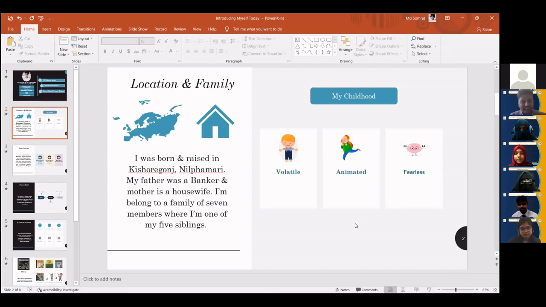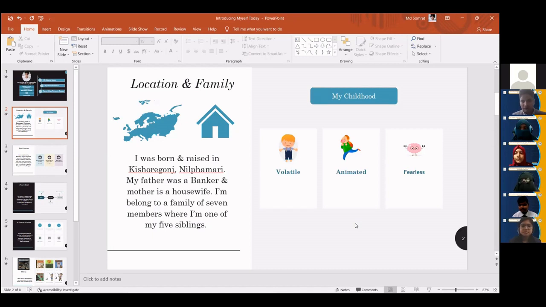I was born and raised in Kishoreganj, Nilphamari, right? No need to write a sentence like this. What you can do is use a keyword, birthplace, right? Then you can just write Rangpur, Nilphamari, Kishoreganj, right? And father's occupation and mother's occupation, right? And siblings, something like that. So try to avoid long sentences always in a presentation. In any PowerPoint presentation, it can be academic, it can be self-introduction, no problem.